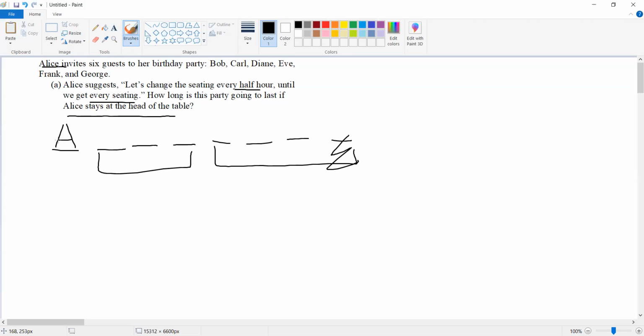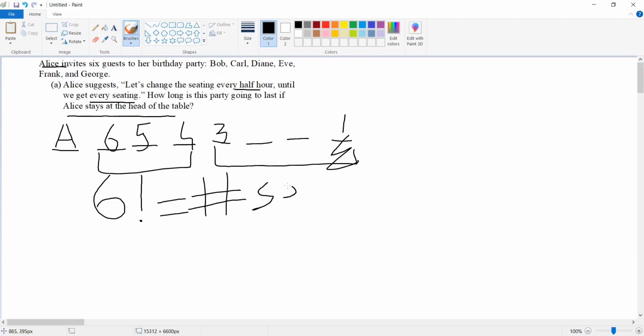We have this option, this seat. So for this first seat, we have 6 people that we can seat: Bob, Carl, Diane, Eve, Frank, and George. So we can choose any one person that can sit at the first seat. For the second seat, we have 5, then 4, then 3, all the way to 1. So that gives us 6 factorial, just like you mentioned. That's exactly how many possible ways we can have of seating arrangements.